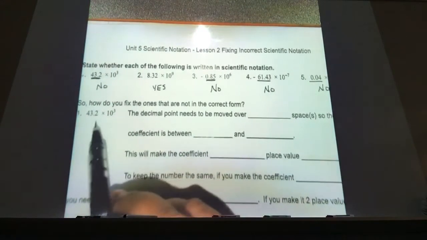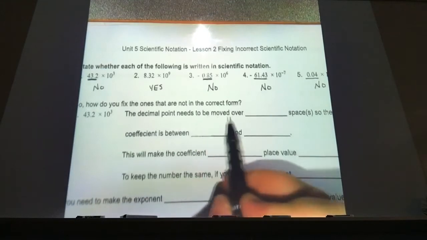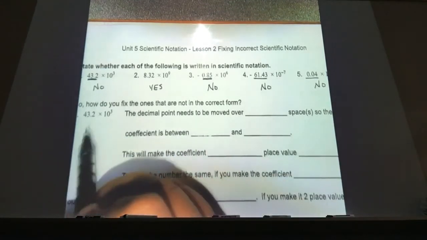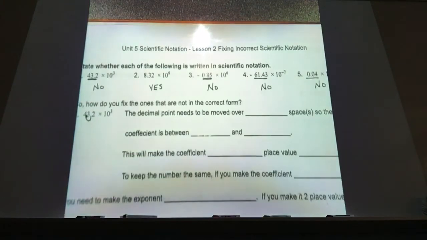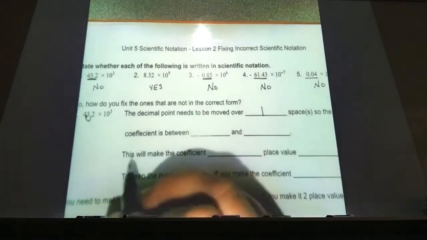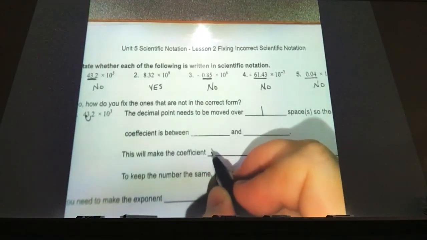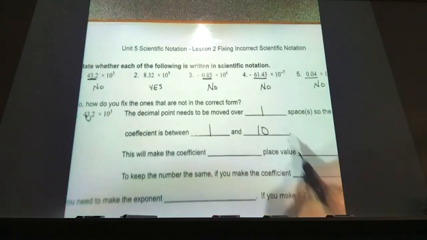So if we look at this one, this is number 1. How can we fix this? The decimal point needs to be moved over 1, doesn't it? It has to be moved over to there. It has to jump to there. So it needs to be moved over 1 space so that the coefficient is between, what are coefficients supposed to be between? 1 and 10.